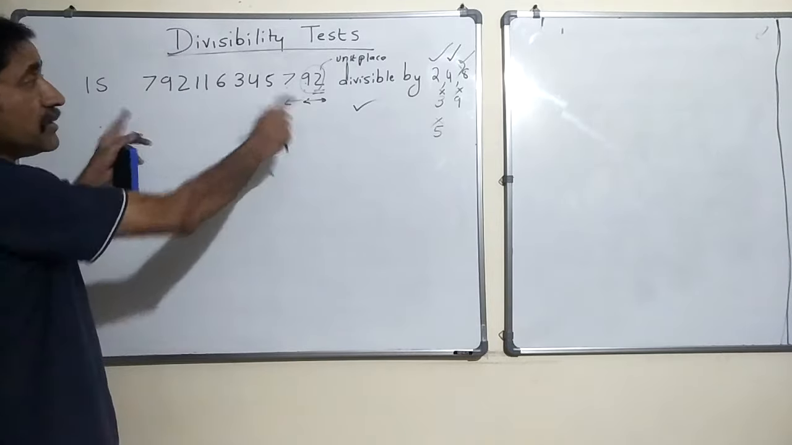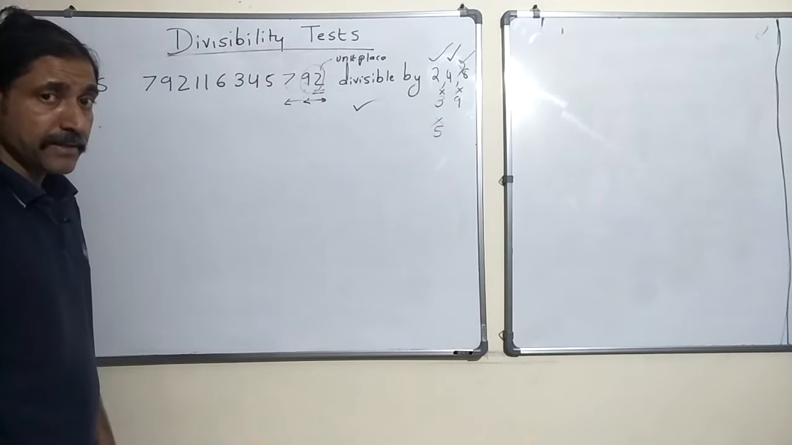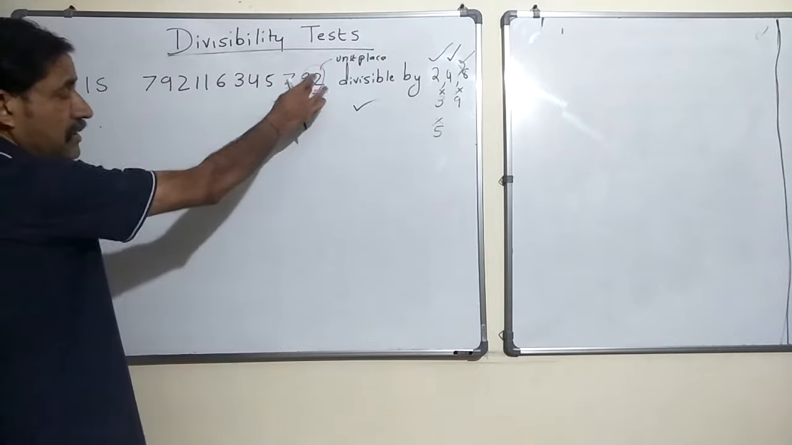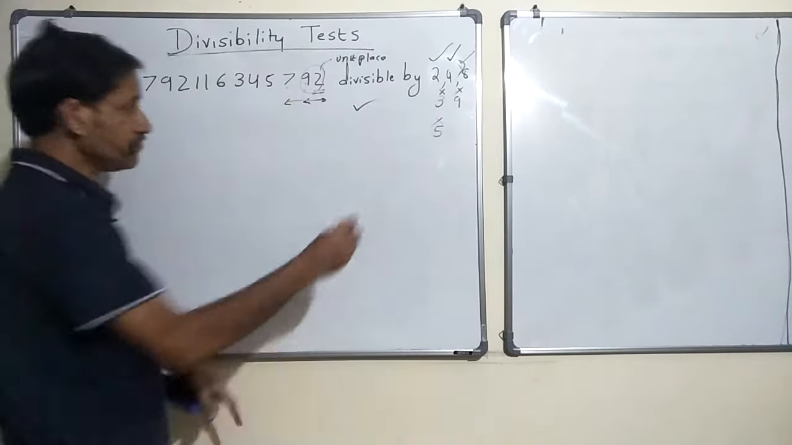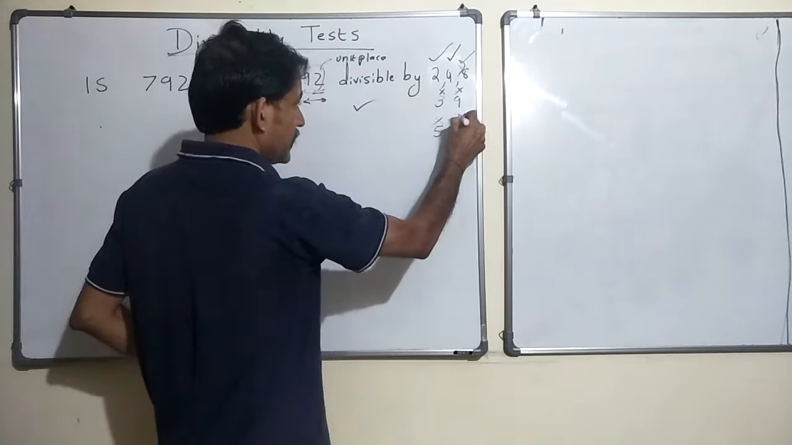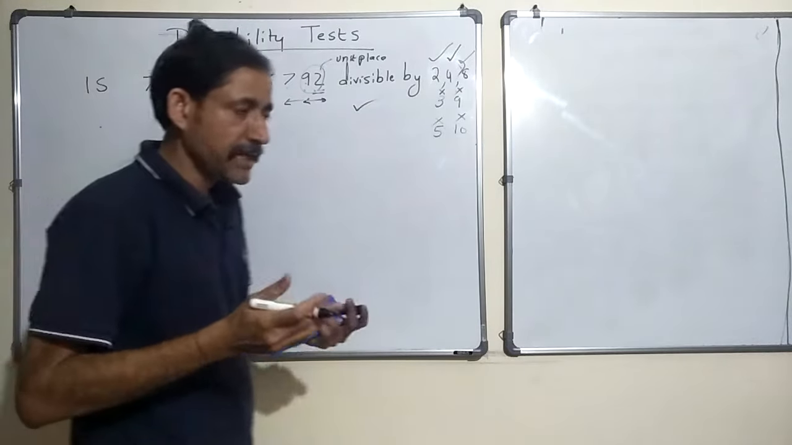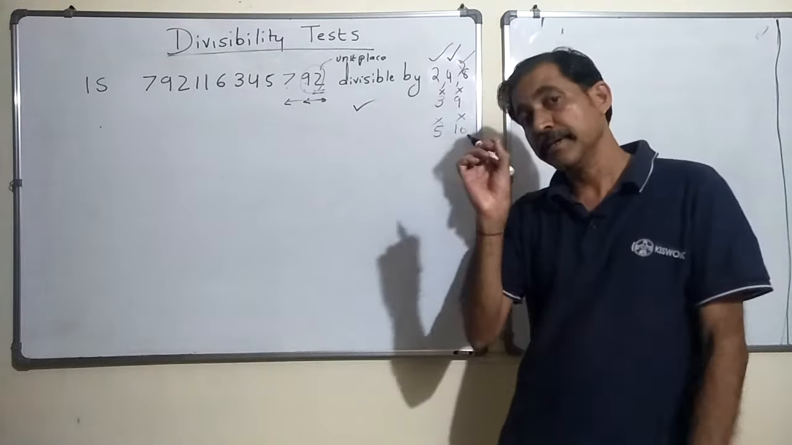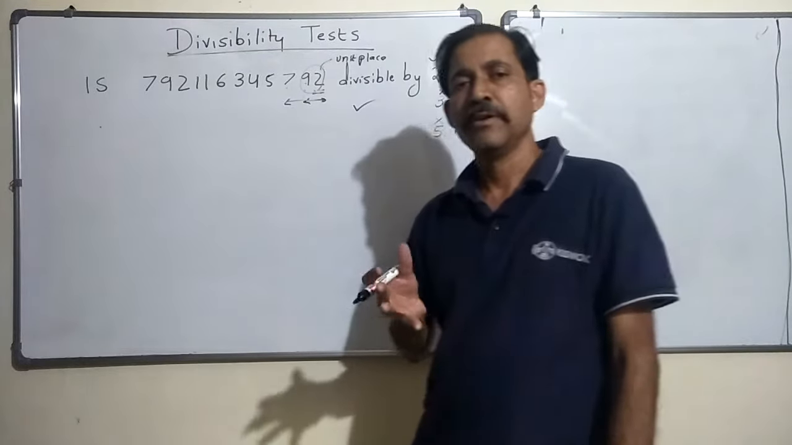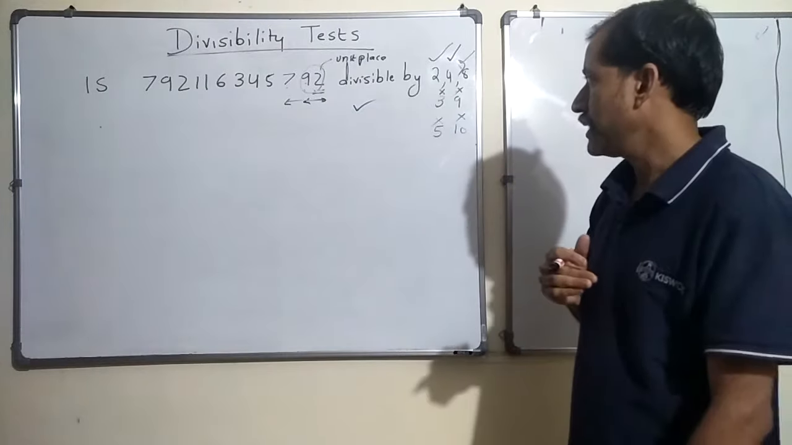And for this number to be divisible by 10, the digit in the units place should be 0. Here it is 2, so it is not divisible by 10 either. An easy way is to say the tables of 10. 10 ones are 10, 10 twos are 20, 10 threes are 30. The digit in the unit place is always 0. So that's a big clue for us, right?